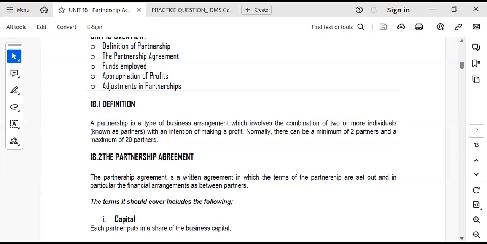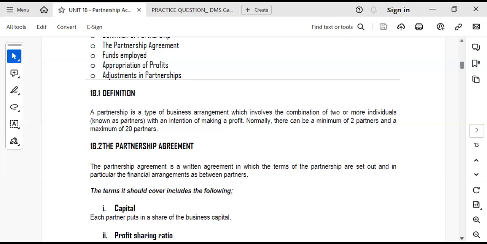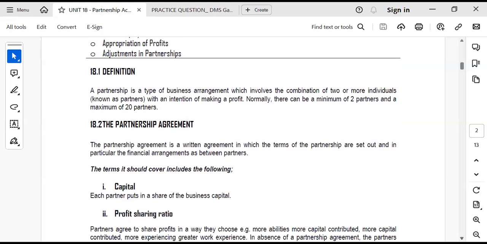This deed is a document basically that discloses how you're going to interact with each other, how you're going to relate with each other on different levels. So we're saying it's a written agreement in which the terms of the partnership are set out, and in particular, the financial arrangements as between the partners.